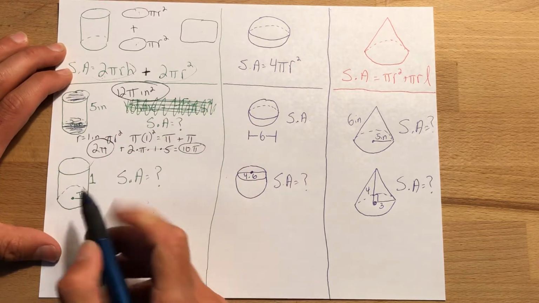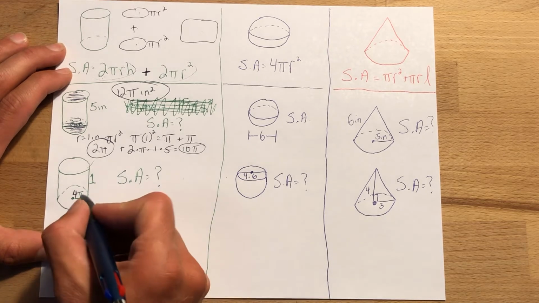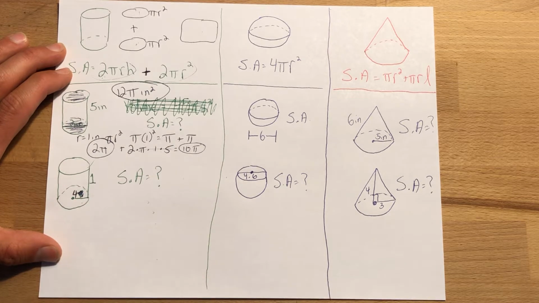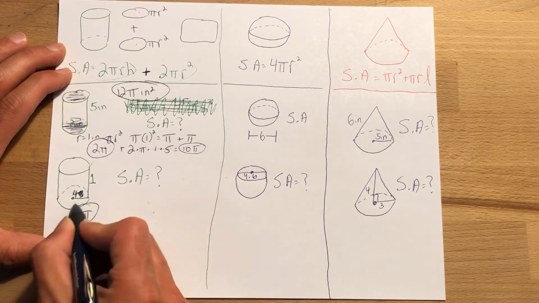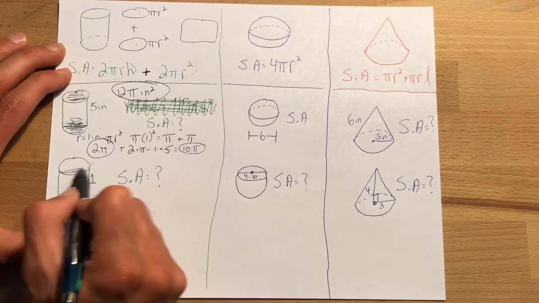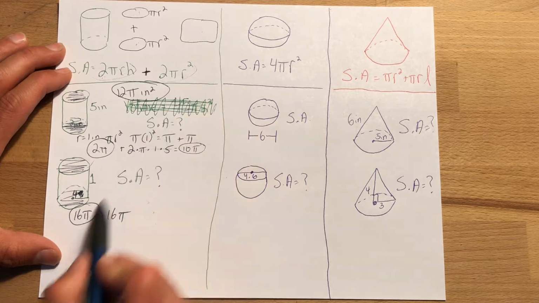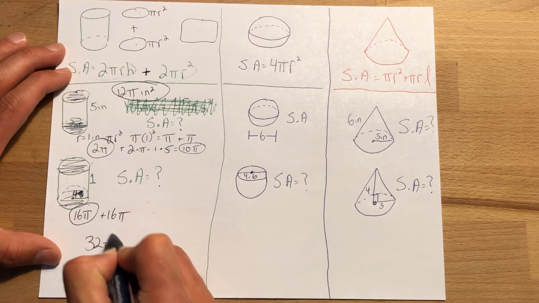Let's try this. I'm going to change this. I'm going to make the radius 4. Sorry, make it a little easier because we already did one with leaving pi. So 4 squared is 16 pi. That's the area of this one. But it's 2 of those areas of a circle because this is another 16 pi. So pi r squared is 16 pi, times 2, or adding in the second one, is 32 pi.